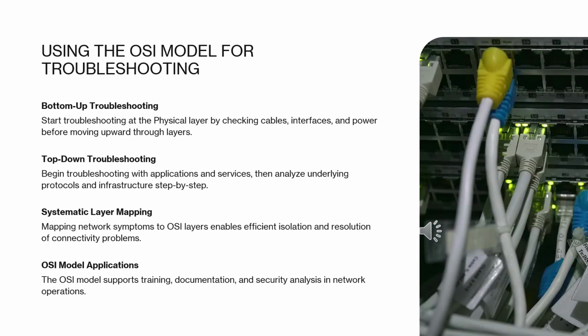Now we will be seeing how the OSI model is used for network troubleshooting. Start troubleshooting at the physical layer by checking cables, interfaces, and power before moving upward through the layers. Alternatively, begin troubleshooting with applications and services, then analyze underlying protocols and infrastructure step by step. Mapping network symptoms to OSI layers enables efficient isolation and resolution of connectivity problems.